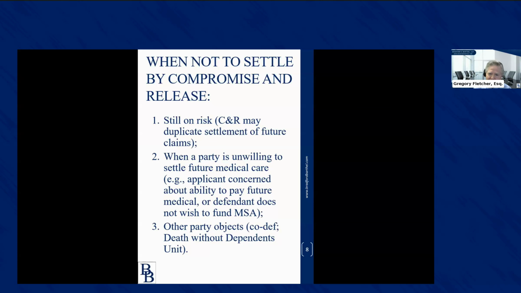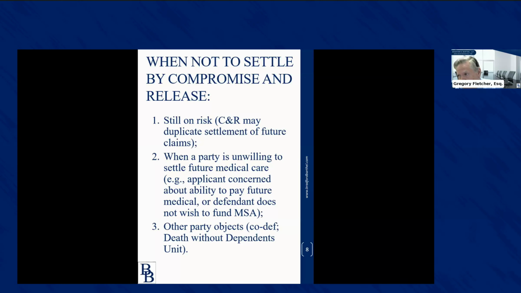Sometimes, and this is very, very rare, another party, a third party, might object to a settlement for one reason or another. The example that I use here in this slide is the death without dependence unit. If you're settling a death claim and you've cobbled up some dependents because you don't want to pay the state, the death without dependence unit can sometimes come in and object and say, we don't think those are real dependents and we think you owe us.